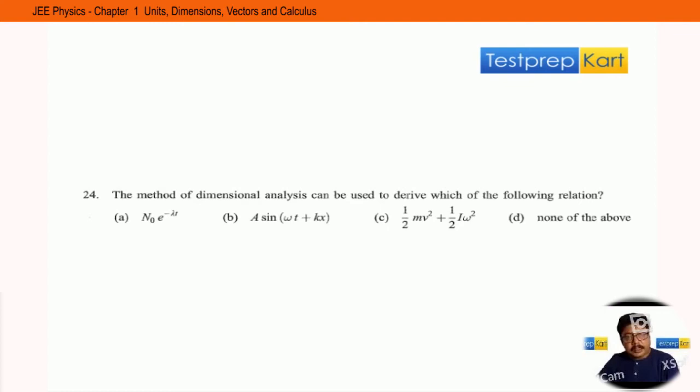The method of dimensional analysis can be used to derive which of the following relations? See, the thing that is dimensionless, or any angle value or angle's formula, cannot be derived by the procedure of the dimensional theory. So the question is, the method of dimensional analysis can be used to derive which of the following relations.